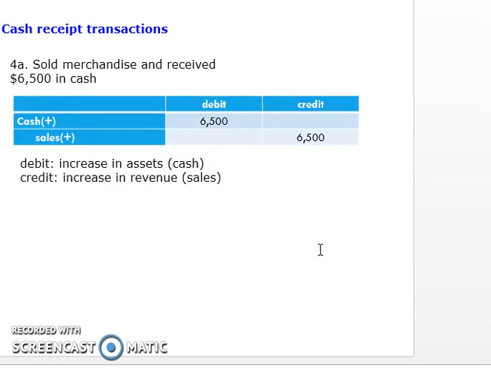In this transaction, we sold merchandise and received cash. Whenever we sell merchandise, it is categorized as revenue. So whenever revenue increases, we need to write on the credit side. So sales goes to the credit, but we made this sale in cash, so our cash balance increases. And as per the rule, when an asset increases, as cash is an asset, we need to write on the debit side.